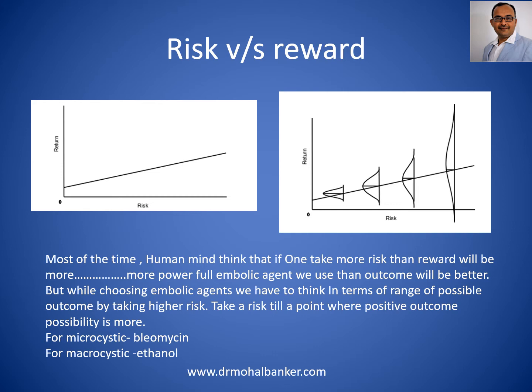If we take more risk, then the range of outcomes, both good and bad, is increased. So take a risk up to a point where the probability of a positive outcome is higher. And that's why for microcystic lesion, bleomycin is the ideal choice, and for macrocystic lesion, absolute ethanol is the ideal choice as an embolic agent. Let's discuss the technique.